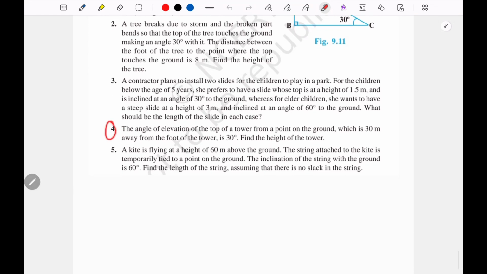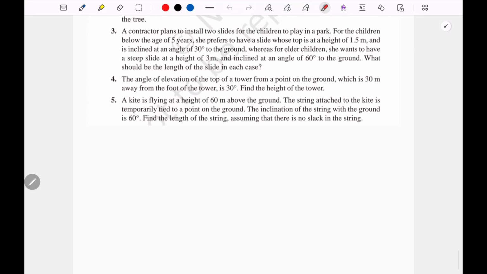So let's see what is given in question number 4. It is given that the angle of elevation of the top of a tower from a point on the ground which is 30 meter away from the foot of the tower is 30 degree. Find the height of the tower. So let's draw the figure from this question. A tower is given. Suppose this is a tower.